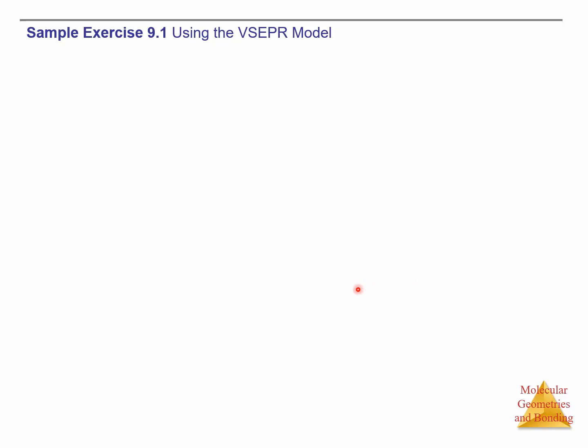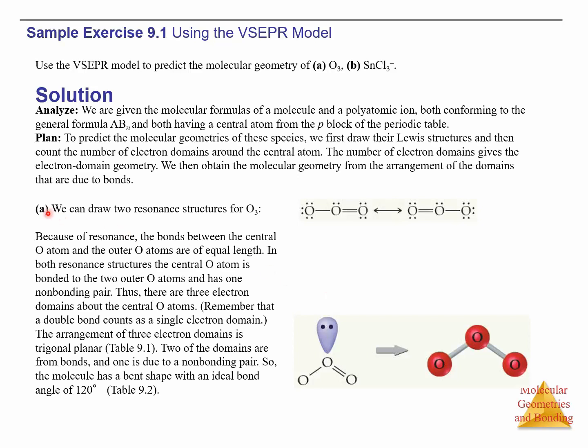Now let's look at this sample exercise using the VSEPR model that we have learned. Use the VSEPR model to predict the molecular geometry of O3 and SnCl3-. So here the plan: to predict the molecular geometries of these species, we first draw their Lewis structures and then count the number of electron domains around the central atom. The number of electron domains gives the electron domain geometry. We then obtain the molecular geometry from the arrangement of the domains that are due to bonds.